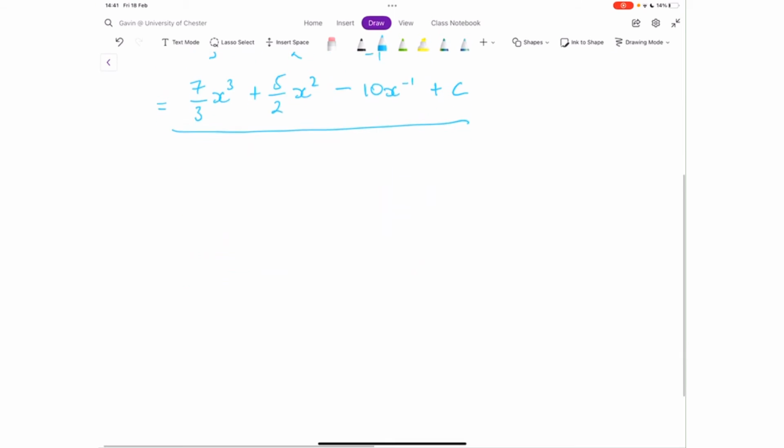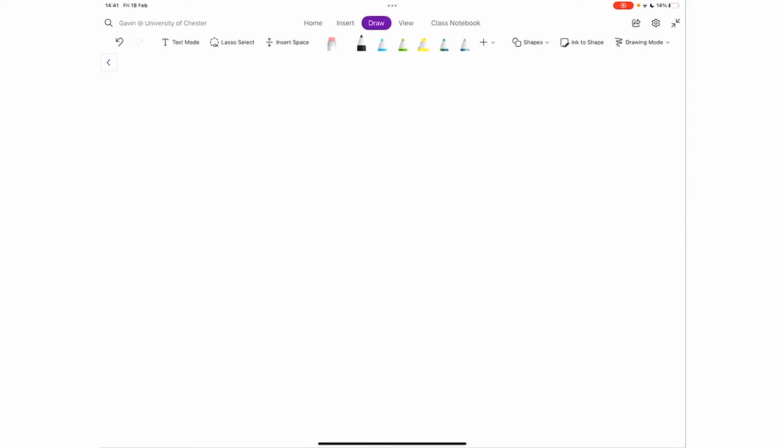Let's have a look at another one. Let's see what we can do with this one. Find the integral of 6x squared plus the square root of x plus 3x to the minus 2 with respect to x.